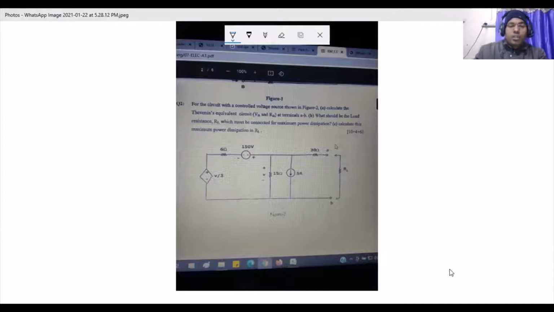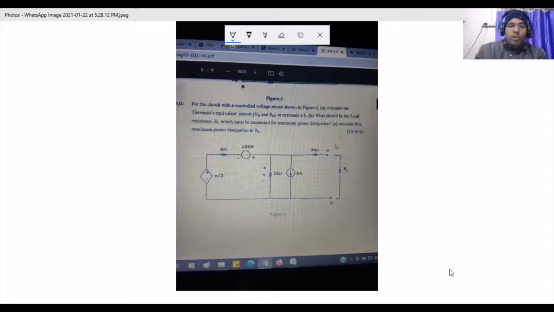So here is the circuit shown in figure. In this circuit, we can see that there is a controlled voltage source of V by 3, and the voltage V is the voltage across the 15 ohm resistance. A current source of 5 ampere is connected in parallel with this 15 ohm resistance. A voltage source of 150 volt is connected in series with a 6 ohm resistance at the series branch, and a 30 ohm resistance is connected at the open terminals AB, and RL at these AB terminals.